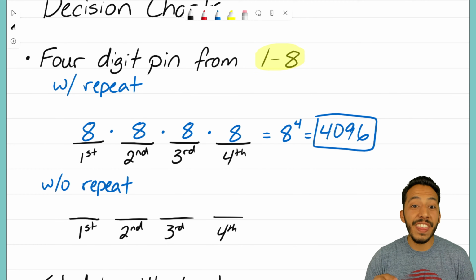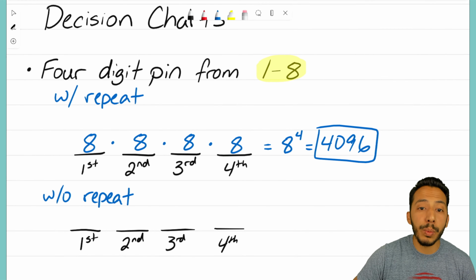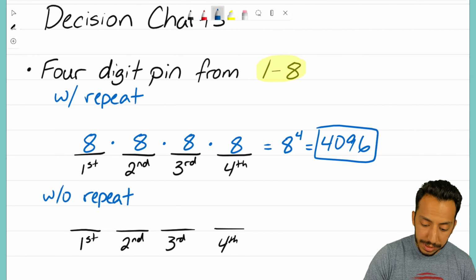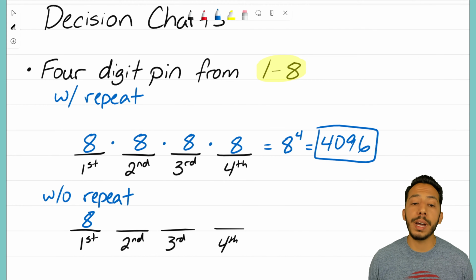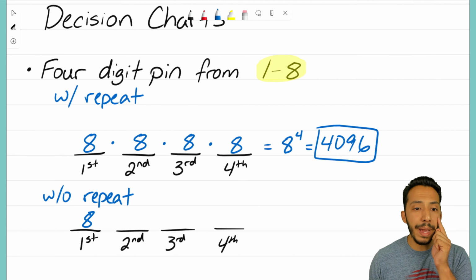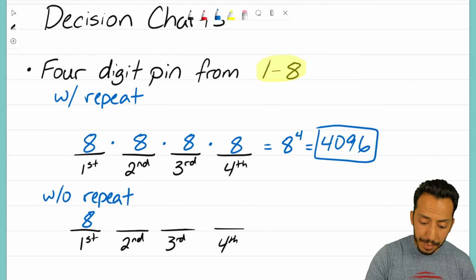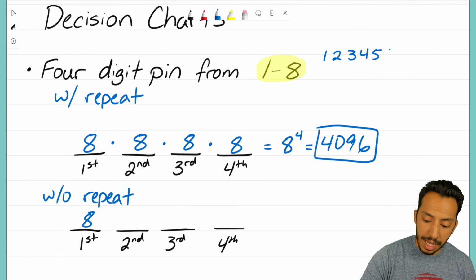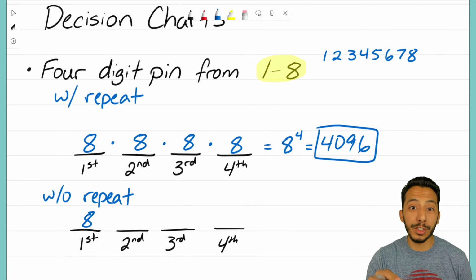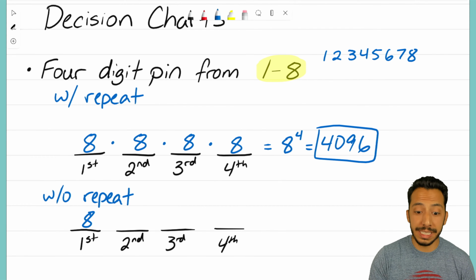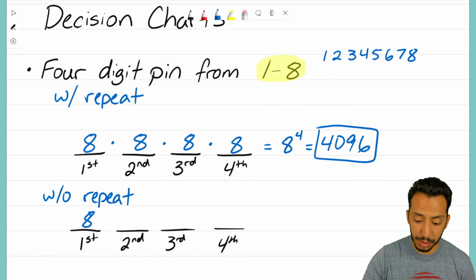Again, that first digit, I believe that we are still choosing from those 8 numbers, right? I have 8 possibilities to choose from for that first digit. But now we have to think about it. I am not allowing repetition. Okay, we cannot repeat a number. So what's really happening is, these are the numbers from 1 through 8, right? Imagine that I'm picking that first number for that first digit of my PIN. Once I pick a number, I cannot choose it again.